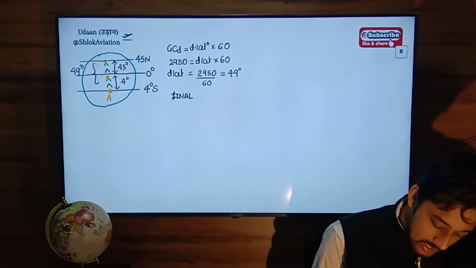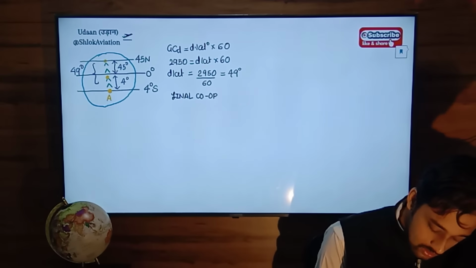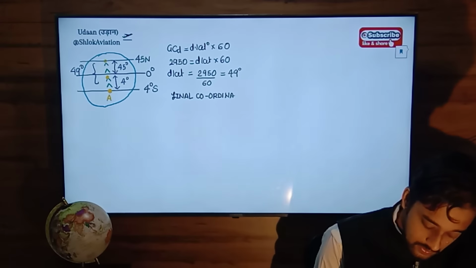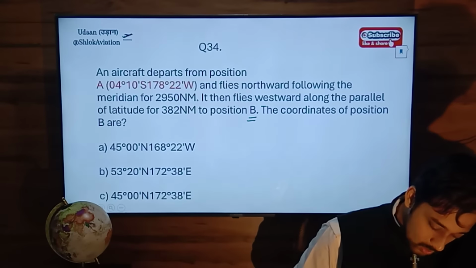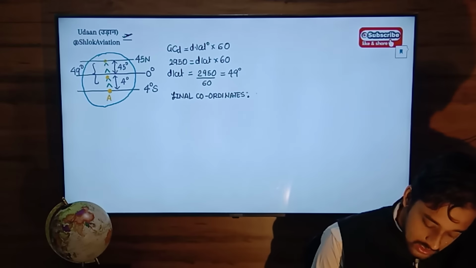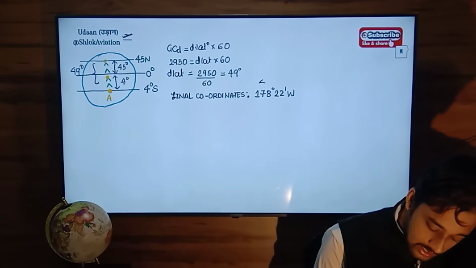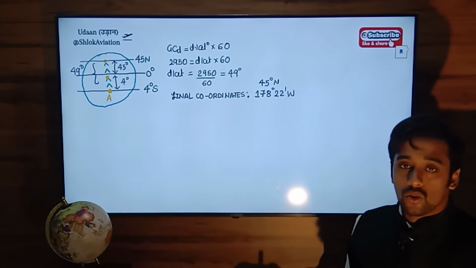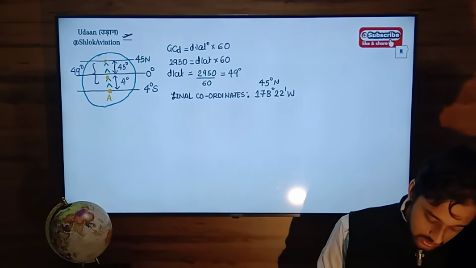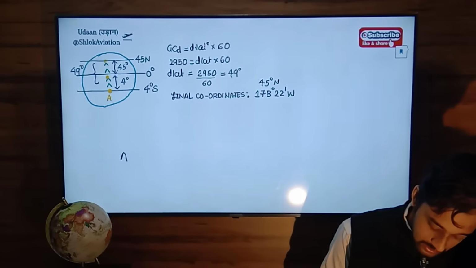So the final coordinates are: longitude is the same, which is 178 degrees 22 minutes west, and latitude is 45 degrees north. That is the final coordinates. Okay. So we start from A, then we go to B.